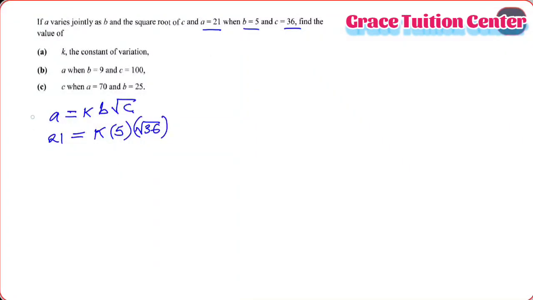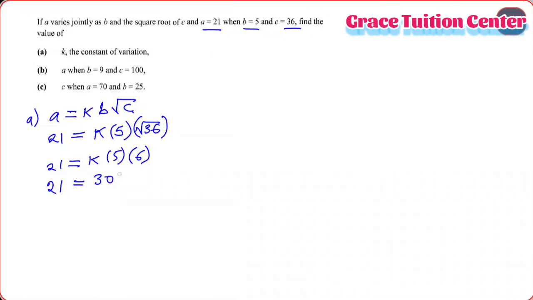So we proceed. Of course, this is question A. We proceed to get our value of k. So we have 21 equals k times 5. The square root of 36 is 6. The square root of 36 means the number you can multiply by itself to give you 36. So that number is 6, because 6 times 6 is 36. So we proceed there. 21 equals 5 times 6 is 30.